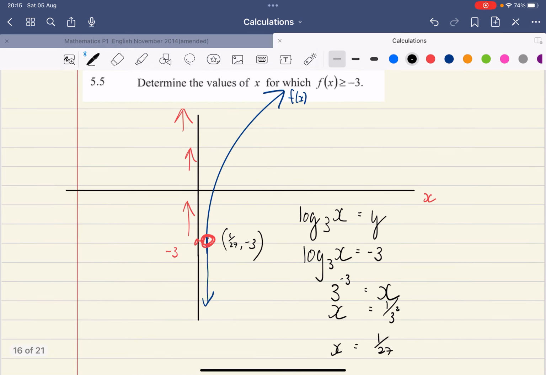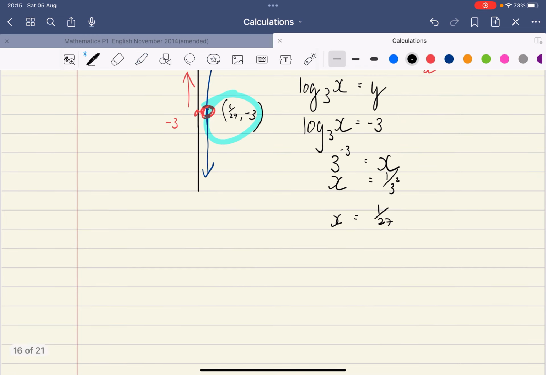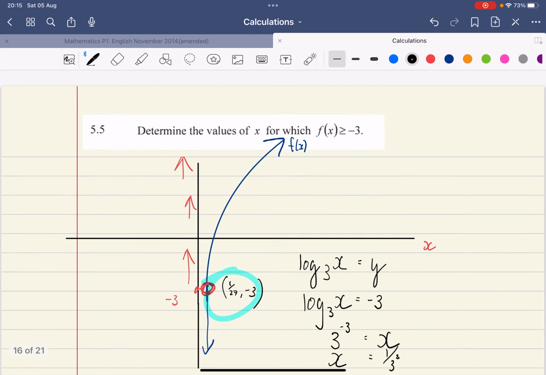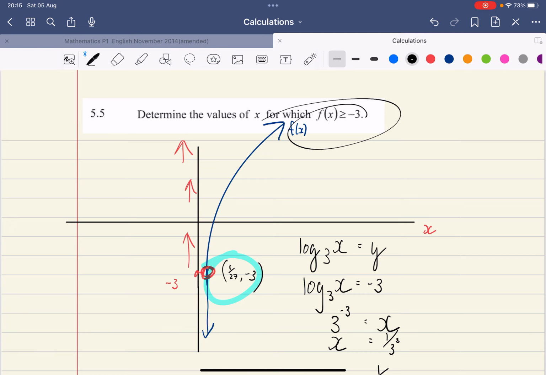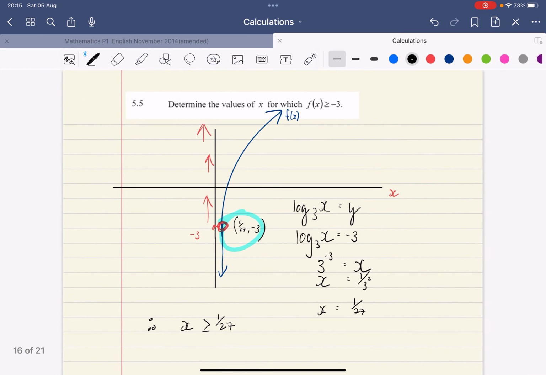So if we want all the values greater than -3, we just need to look at our graph. It's greater than -3 throughout, as long as our x value is bigger than 1 over 27. So we can say, therefore, x needs to be greater than 1 over 27. But hang on, remember we wanted greater or equal to -3, so we can include our value 1 over 27. And that is the problem solved.